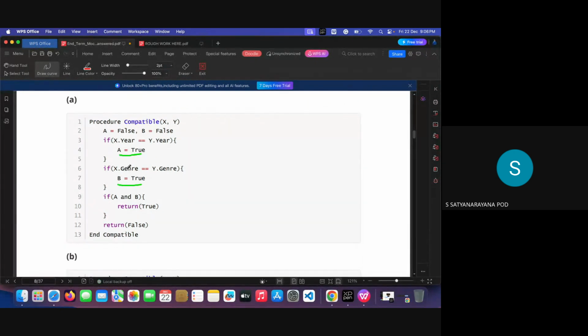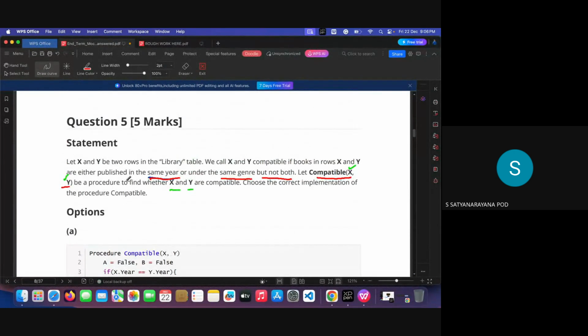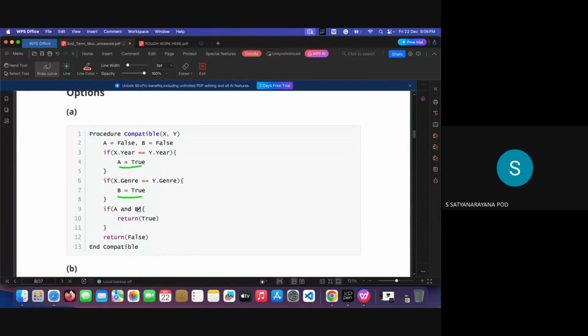Both books should be published in the same year and gender also same. But they said either or. That means if one is true, the second one must be false, or if one is false, the second one must be true. In that way we have to consider. So definitely this never works.